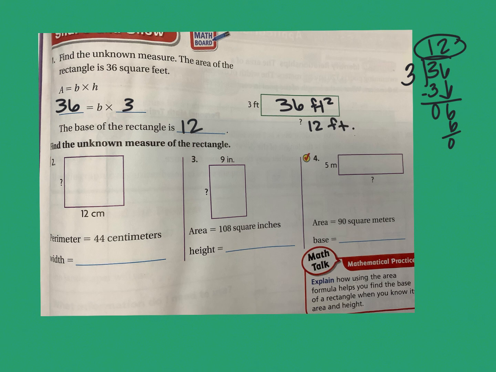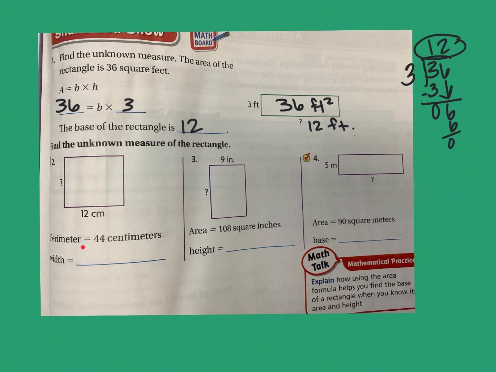So if you don't notice right away, you're like, 3 times, I don't know, instead of experimenting a bunch of times, remember that the inverse or the opposite of multiplication is division. You can use that to undo things for you when you're faced with things like that. Let's find the unknown measure of the rectangle.